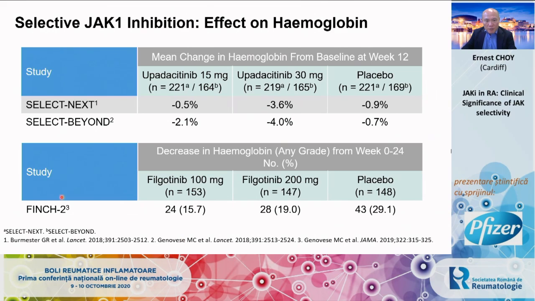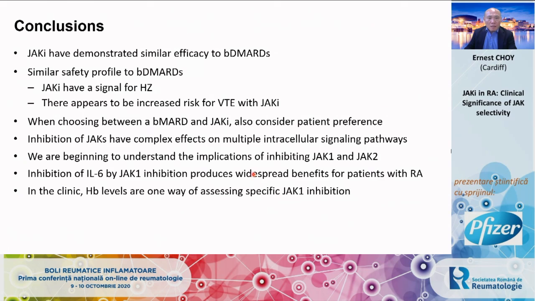Now, I won't go into the filgotinib result, in part because the change in hemoglobin result was different from other studies, but we want to see more data if we want to assess whether filgotinib has any JAK2 effect in clinical practice. Next slide. So in summary, what I've hoped to show you is that JAK inhibitors are clinically efficacious and the effect is very similar to biologic DMARDs. The safety profile overall in terms of infections is similar, but there's a specific signal for zoster reactivation, and there appears to be an increased risk of venous thrombosis associated with JAK inhibitors.